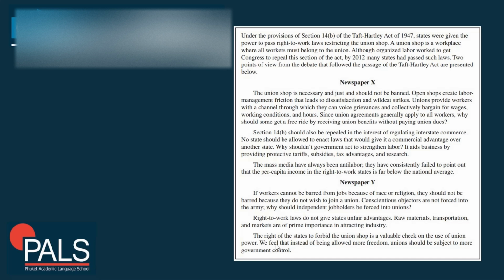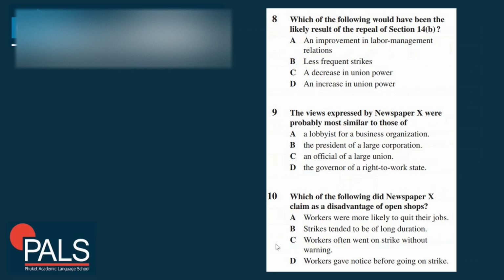In the first or second paragraph, let me look. Well, I cannot find it now, but I do remember in newspaper X they call these wildcat strikes. And we can infer that a wildcat strike would be, I found it, it's in the first paragraph. Dissatisfaction and wildcat strikes. We can infer that wildcat would be, well, wild and unpredictable. So, C, workers often went on strike without warning.